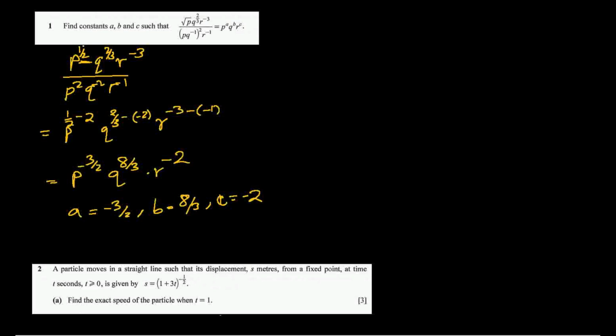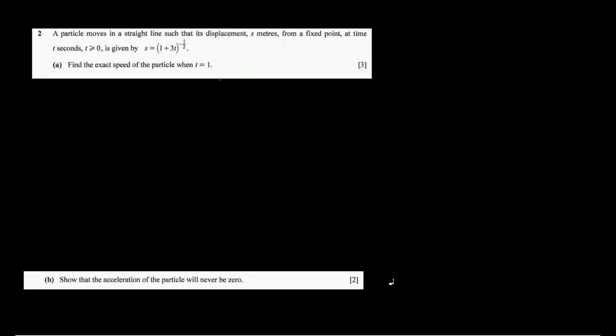Question number 2. A particle moves in a straight line such that its displacement is s equal to 1 plus 3t to the power minus half. So we have to find the exact speed of the particle when t is equal to 1.